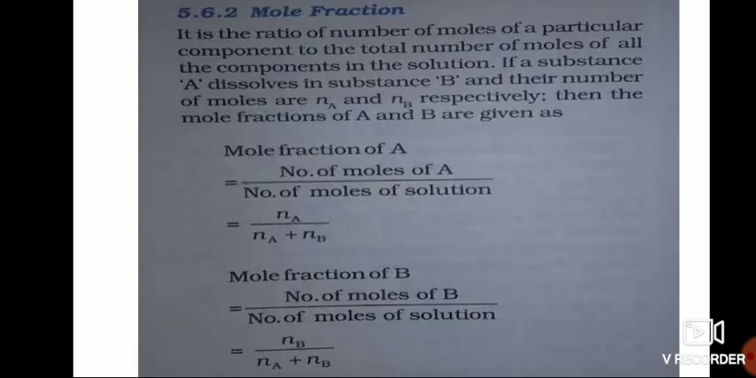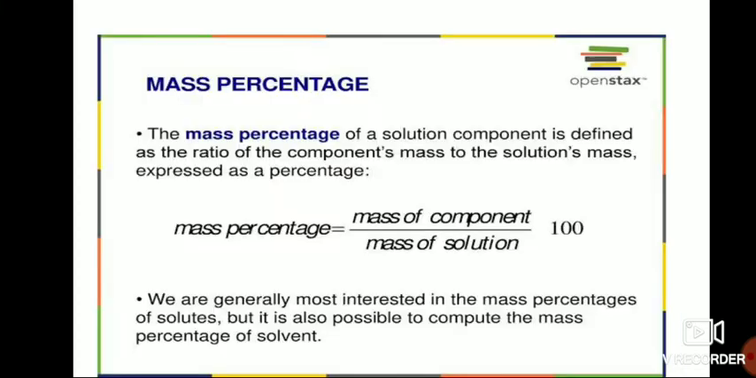Next one, mole fraction. It is important for your question. It is the ratio of the number of moles of a particular component to the total number of moles of all the components in the solution. If a substance A is dissolved in substance B and the number of moles are Na and Nb respectively, then the mole fractions of A and B are given as: mole fraction of A equals number of moles of A divided by number of moles of solution, Na divided by Na plus Nb. Mole fraction of B is the same: Nb divided by Na plus Nb.